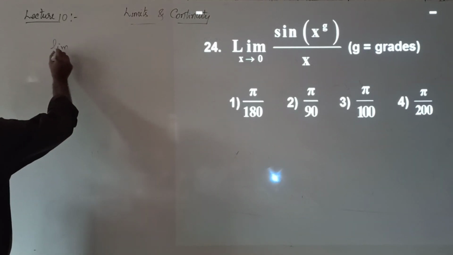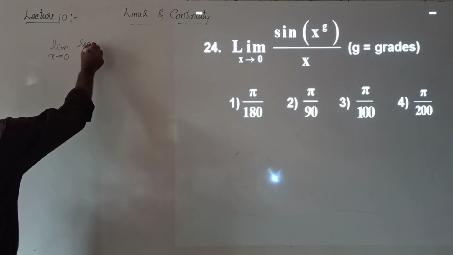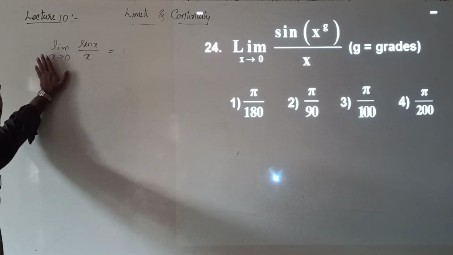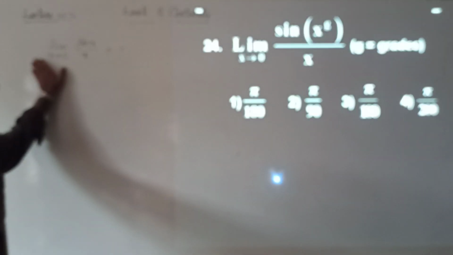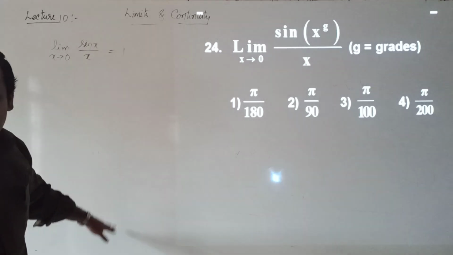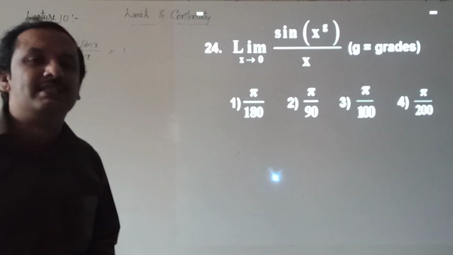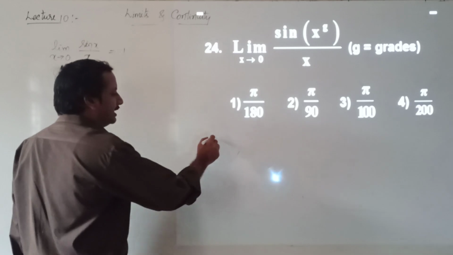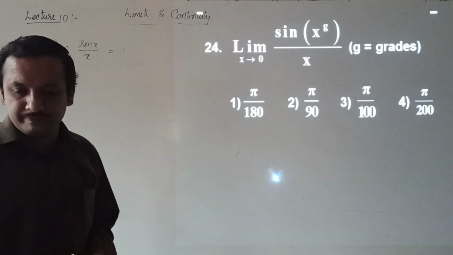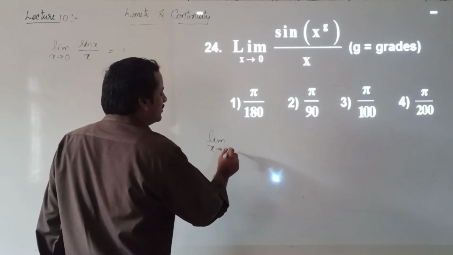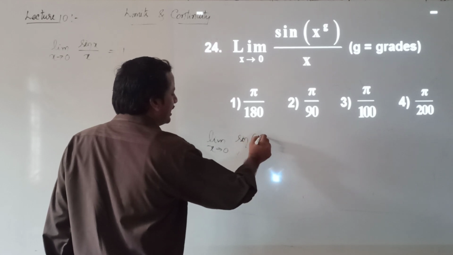You know that limit x tends to 0, sin x by x is equal to 1. For the last one week or 10 days, I have been using this formula each and every day. This result is true only when x is in radians. If x is in radians, then limit x tends to 0, sin x by x is equal to 1. If x is not in radians, say x is in degrees, in case of limit x tends to 0, sin x degree by x.